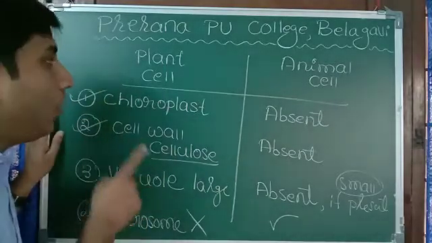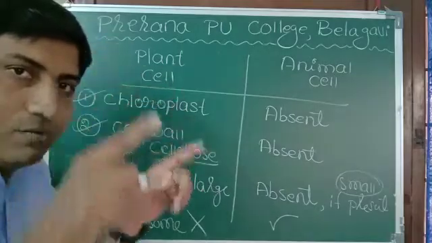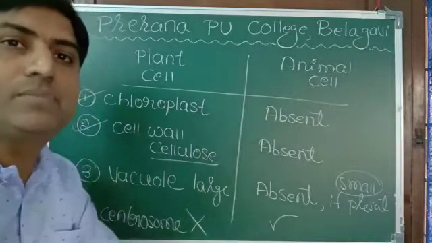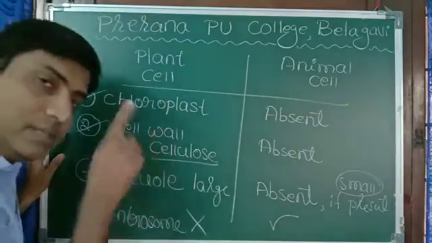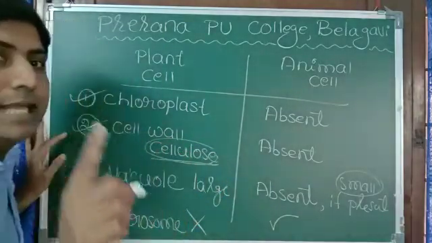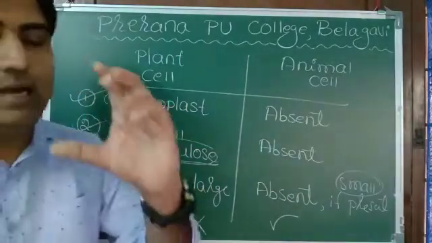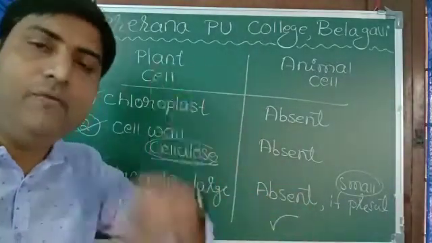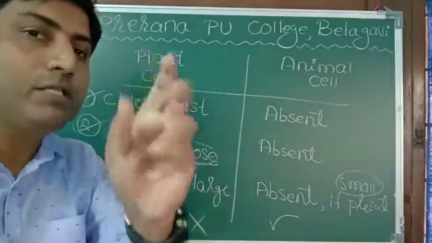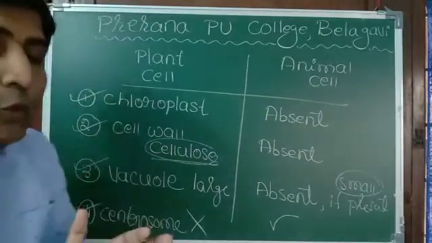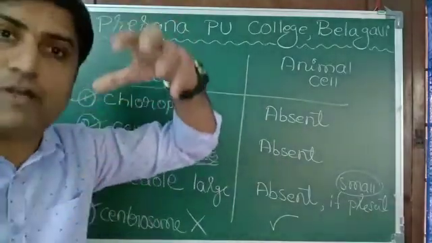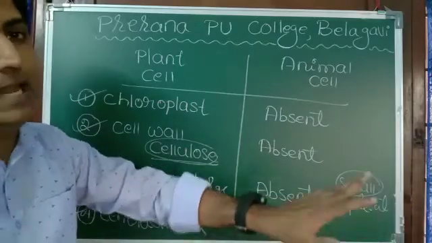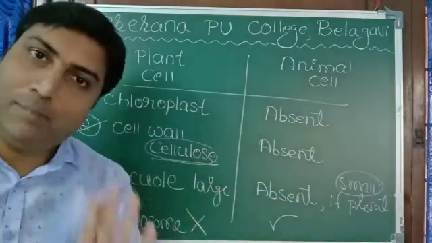Second one: the cell wall is present in the plant cell. The plant cell is surrounded by a cell wall and then the cell membrane, whereas the animal cell has only a cell membrane. The cell wall is made up of cellulose. Third one: a large vacuole is present in the plant cell, which is absent in the animal cell, but if present, it is of very small size. And the last one, centrosome, which forms spindle fibers during division of the cell, is absent in the plant cell, whereas it is present in the animal cell. So these are the important differences between plant cell and animal cell.